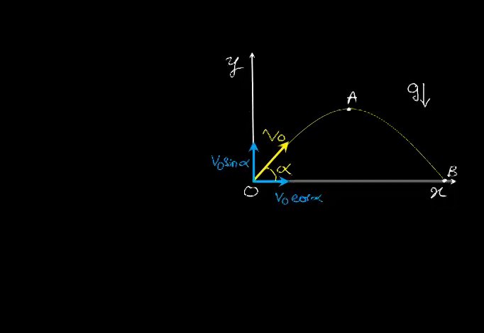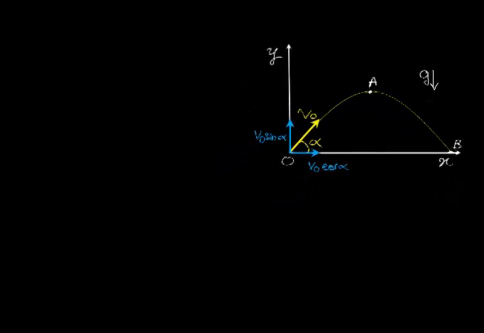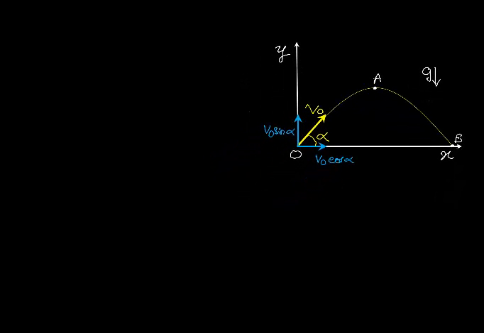So the first thing I want to calculate is the time of flight. To do that, I'm going to consider the motion from 0 to A. So this is to calculate time of flight. If I know how much time it takes to go from 0 to A, then if I just double that time, I will know how much time it takes to go from 0 to B. So that's what I'm going to do. And therefore, I'm going to consider the y-axis.